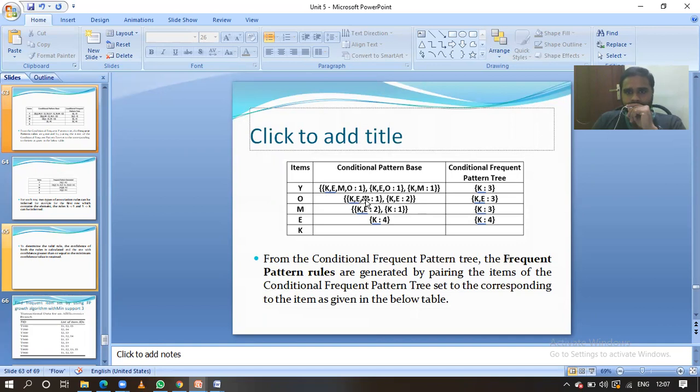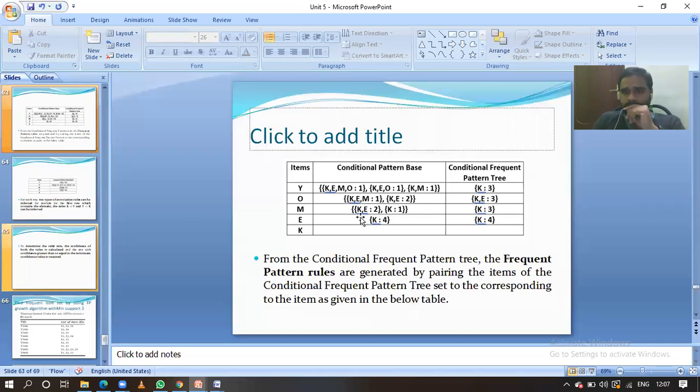3 times. Likewise E is also repeated. Here 1 time, here 2 times, overall 3. K is repeated 3 times. Okay, E is repeated 2 times. Why? Because here 1 time, here 2 times, overall 3 times.